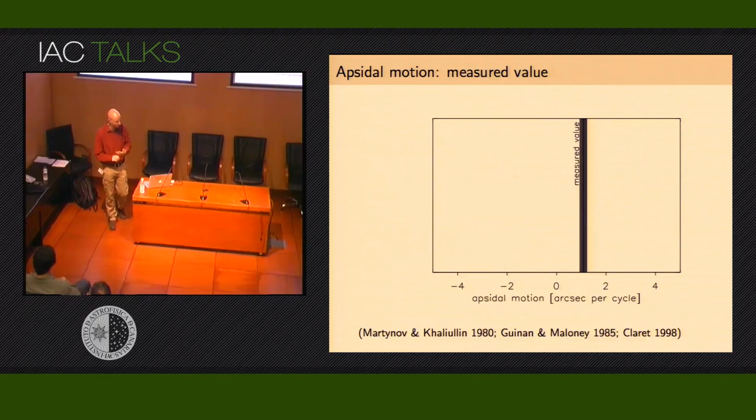So to illustrate the problem in the system, I show here the measured value of apsidal motion, in arc seconds per cycle. A cycle is one period, including its uncertainty. This is the GR term, which is expected. So it's already in strong disagreement. If you include the effect of tides and the effect of stellar rotation, then there's quite a strong disagreement. And this was known for about 30 years.